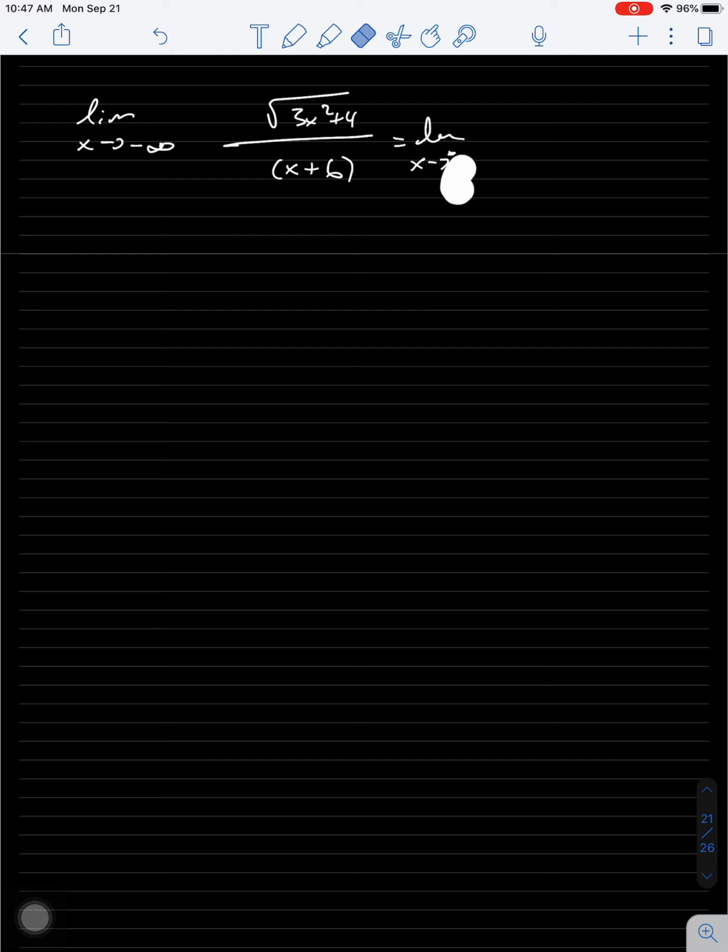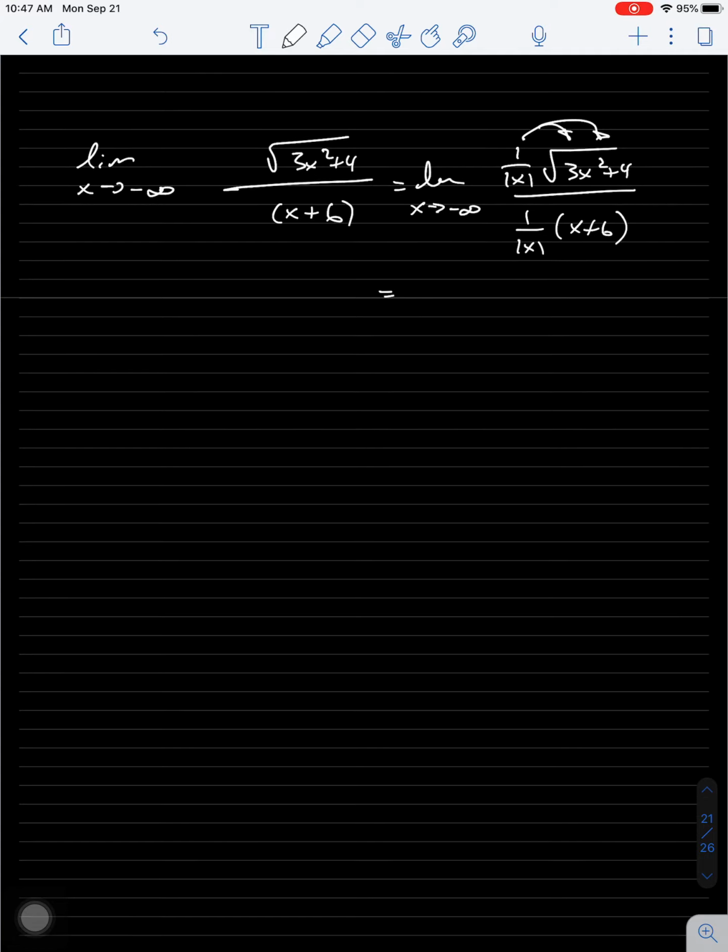Sorry, a little struggle here. Negative infinity. Okay, 1 over absolute value of x, 3x squared plus 4, 1 over absolute value of x, x plus 6. All right, now the deal is I'm pushing this in, and I'm squaring it when I push it in. So it doesn't really matter what the sign is.